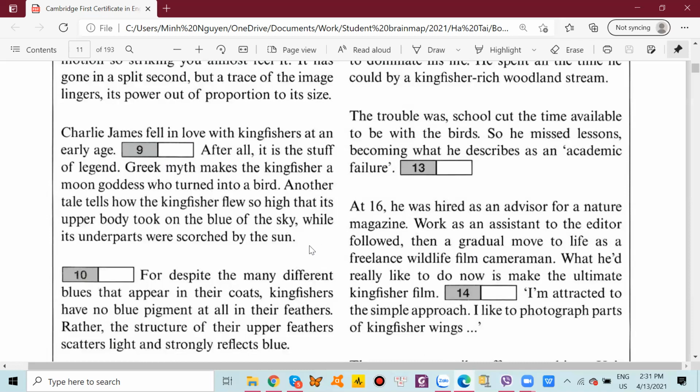Charlie James fell in love with kingfishers at an early age. After all, it is the stuff of legend. Greek myth made the kingfisher a moon goddess who turned into a bird. Another tale tells how the kingfisher flew so high that its upper body took on the blue of the sky, while its underparts were scorched by the sun.